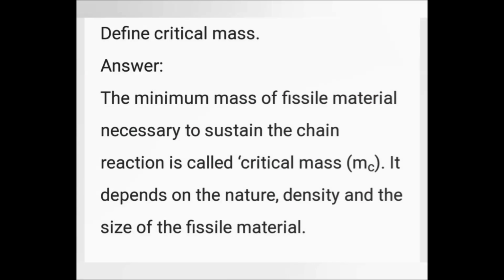Define critical mass. The minimum mass of fissile material necessary to sustain the chain reaction is called critical mass. It depends on the nature, density and the size of the fissile material.